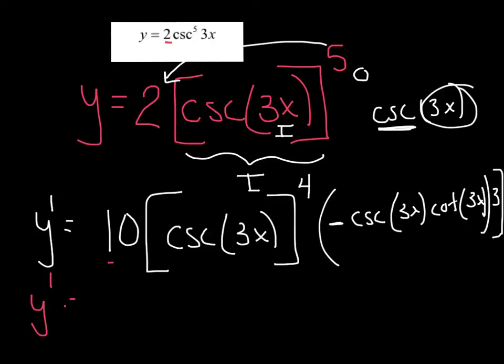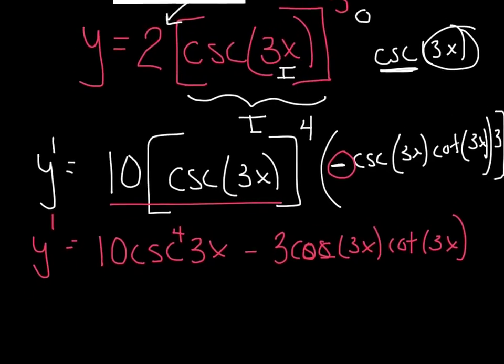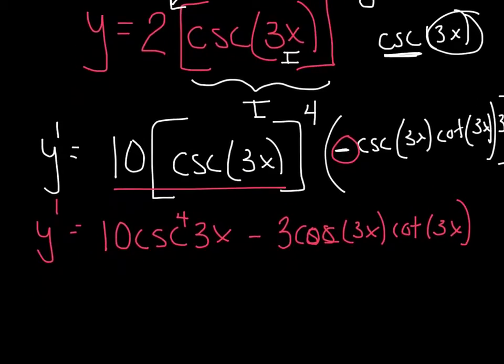Lastly, I'm just going to clean this up. Let's leave that as 10 cosecant of 3x, this negative to the 4th. Then I have a minus 3 cosecant of 3x cotangent of 3x. And there you have it. If I wanted, I could pull out a cosecant of 3x to the 1st, that's the smallest one, if I wanted it out front.